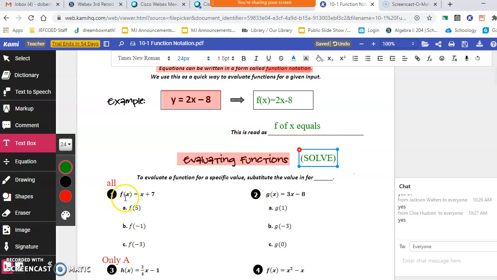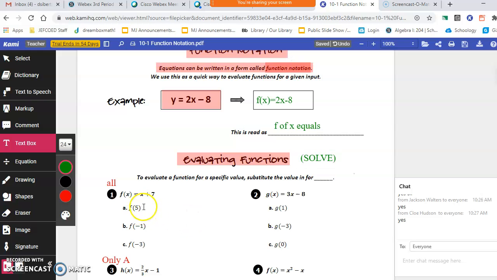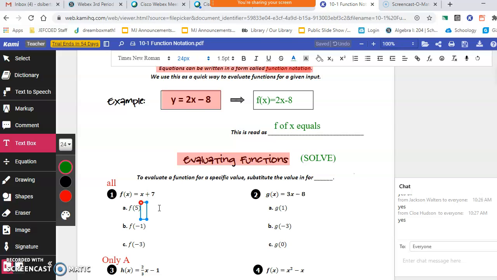But number one, guys, it says the function of x equals x plus 7. So what it's asking here is, if the input was 5, what would that value be? Or if you're looking at b, what would the function be if it was -1? And what would the function be if it was -3? So here, f of 5 would equal, and then we simply substitute those values in. That would be 5 plus 7, and then we simply evaluate from there. So 5 plus 7 equals 12.